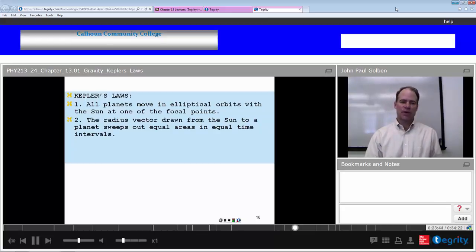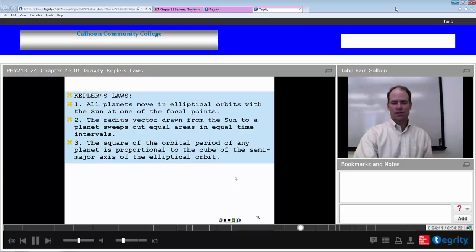He found that the radius vector drawn from the sun to a planet sweeps out equal areas in equal amounts of time. How could he figure this out? Well, he pored over this data for 11 years and found these relationships and found that the planets move faster when they're closer to the sun and slower when they're further away. And by poring over this data for 11 years, he came up with this empirically.